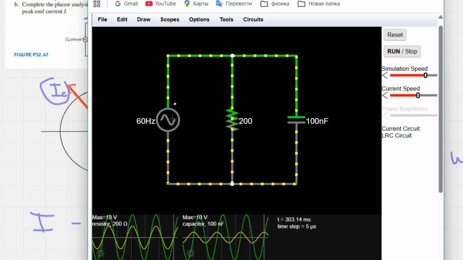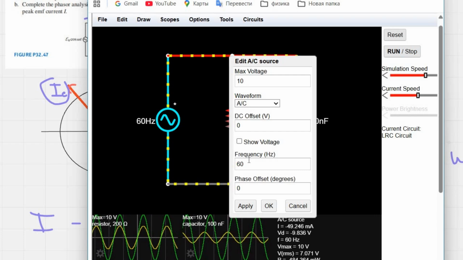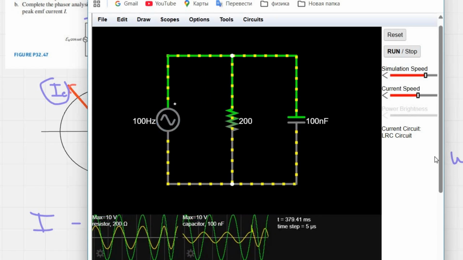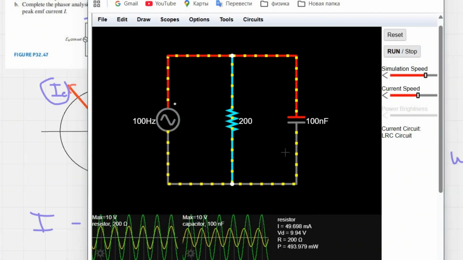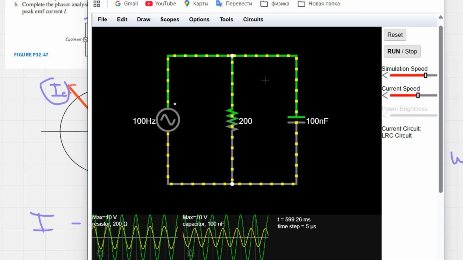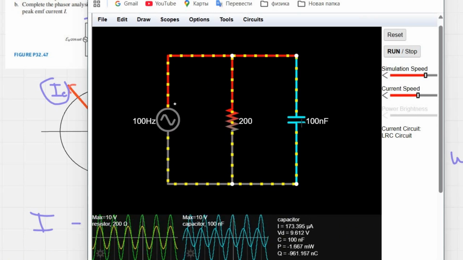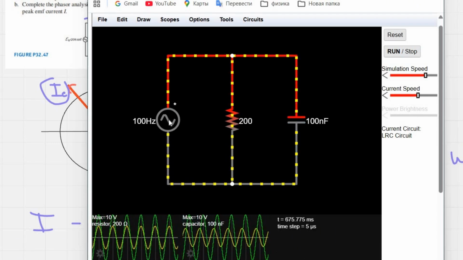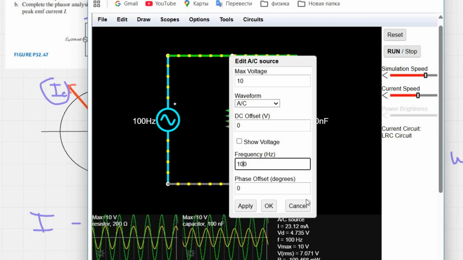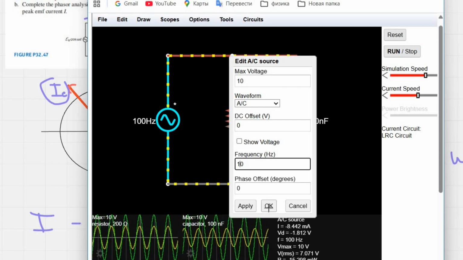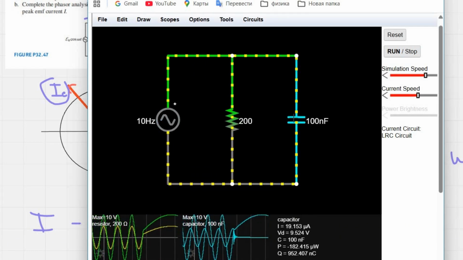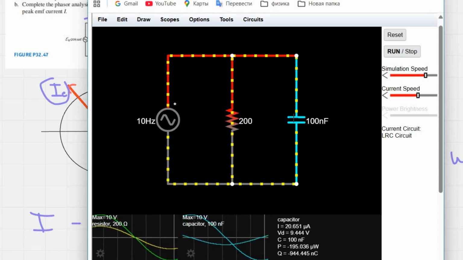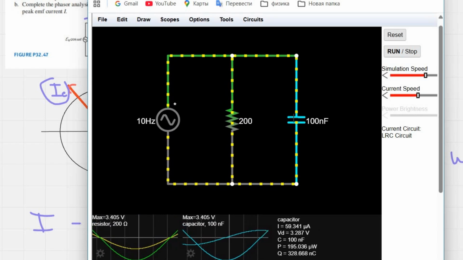So maybe let's play with the frequency. Maybe I apply 100. As you see, at low frequency the capacitor current is small, but it's instantly changing. And as I increase the frequency, the capacitor current increases. Now let me show it one more time. Maybe for this it's 10. As you see, the graph has changed. So that's what I wanted to show you. See you later.